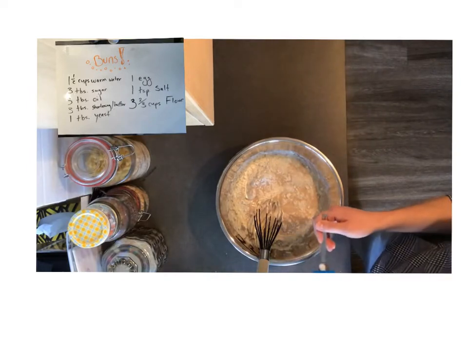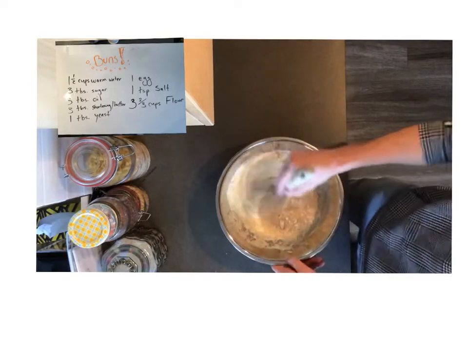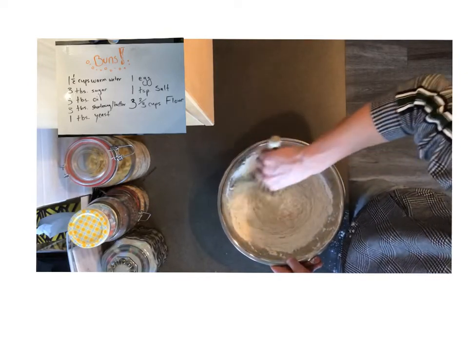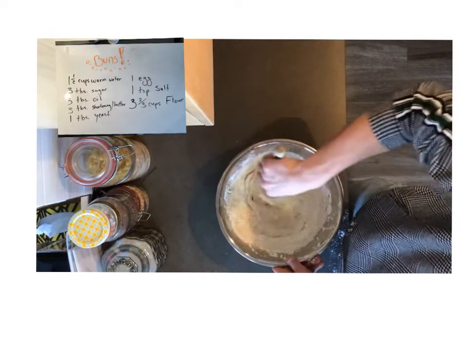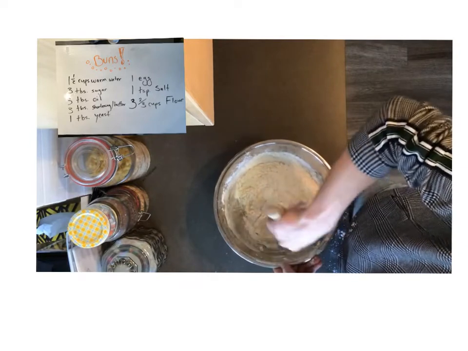Sorry, so there we go. I'm adding in that last of the yeast, and it is now on top. You see that brown stuff on top, and now we're going to mix in. Oh, made a bit of a mess. So we're going to try to get as much of this mixture of flour and yeast into the rest of the bread.